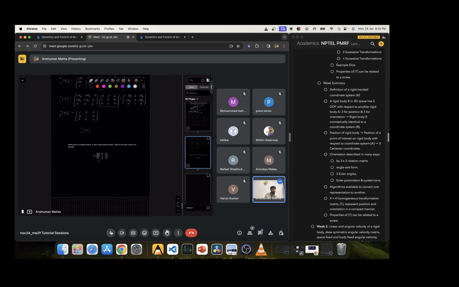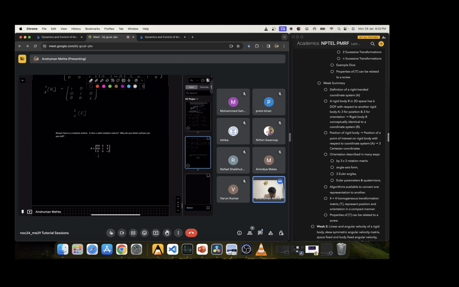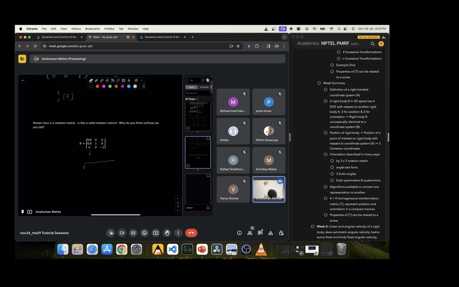Okay, as we are above time now, we'll quickly complete. So 0.8 squared plus 0.8 squared is not equal to 1, so hence not a rotation matrix.